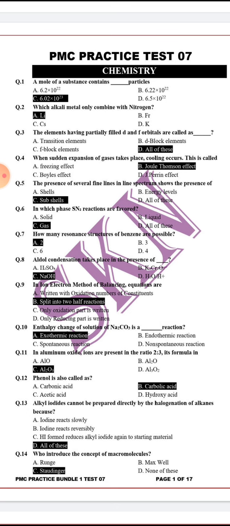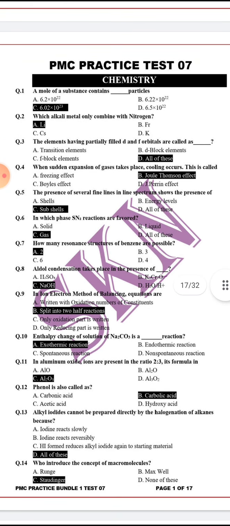So the next option, in the next MCQs, question number 3: the elements having partially filled d and f orbitals are called as. You must know that the elements having partially full d or f orbitals are called transition elements. However, they are also called d block elements because their valence electron lies in the d subshell, and also called f block elements because for f orbitals the valence electron will be in the f block. So the correct option will be delta.